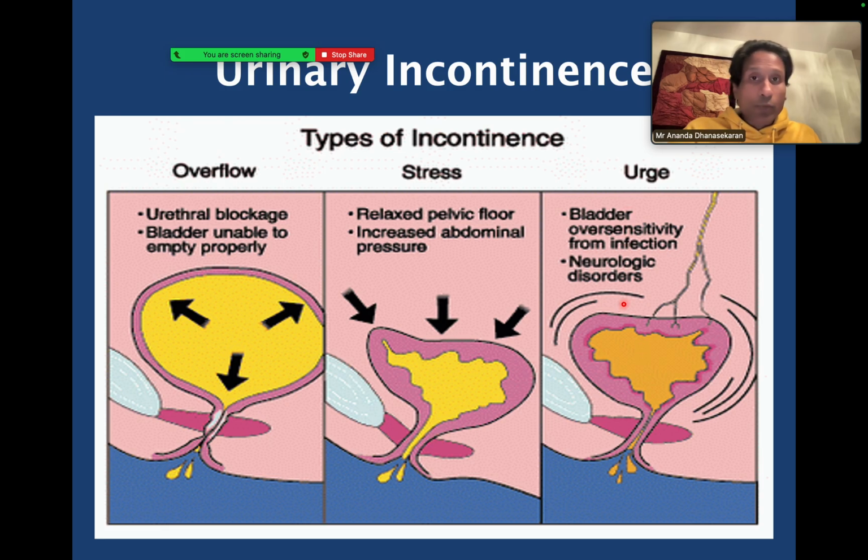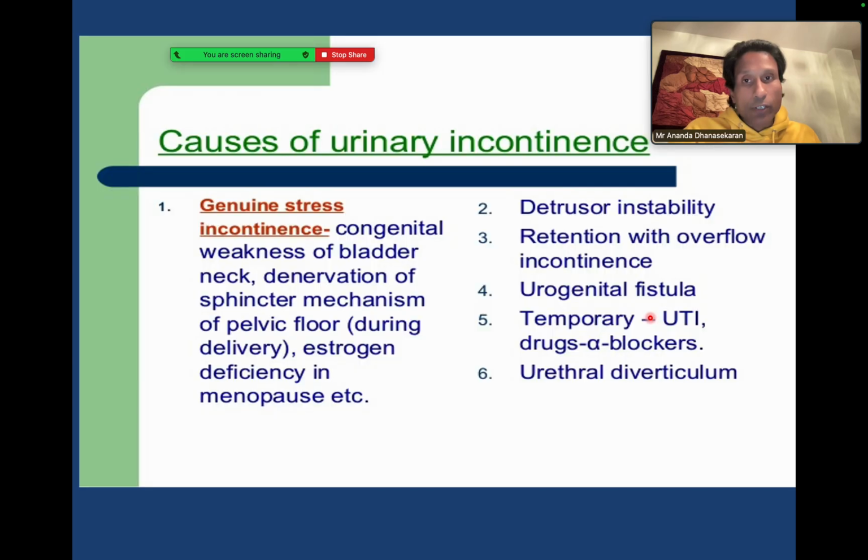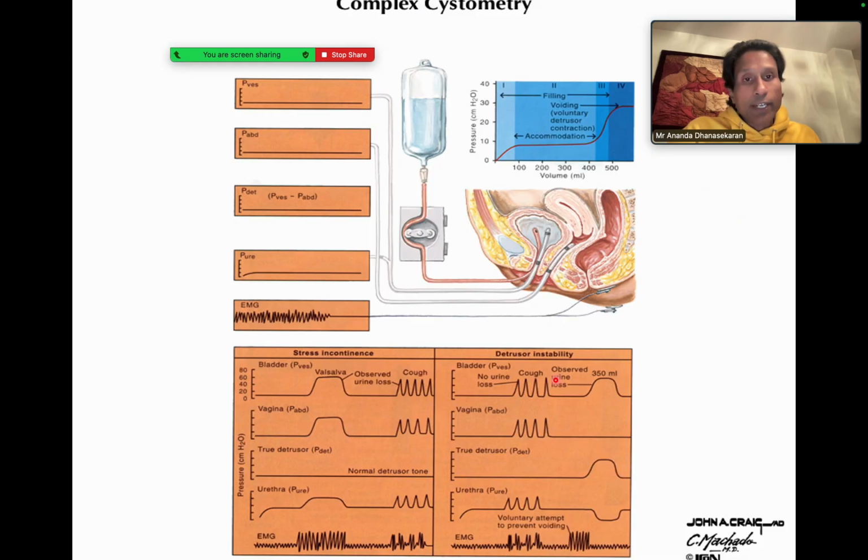Urge incontinence, as we discussed: everything is normal, but because of instability of the bladder nerve supply, patients can't hold urine until they reach an appropriate safe place for emptying. So that results in urge incontinence. So urinary incontinence can be genuine stress incontinence, which can be due to a congenital weakness of the bladder or pelvic floor mechanism, estrogen deficiency in elderly, postmenopausal women, etc. And it could be due to detrusor instability, retention, fistulas, temporarily due to UTI, or maybe urethral diverticulum. So these are all the causes for urinary incontinence.